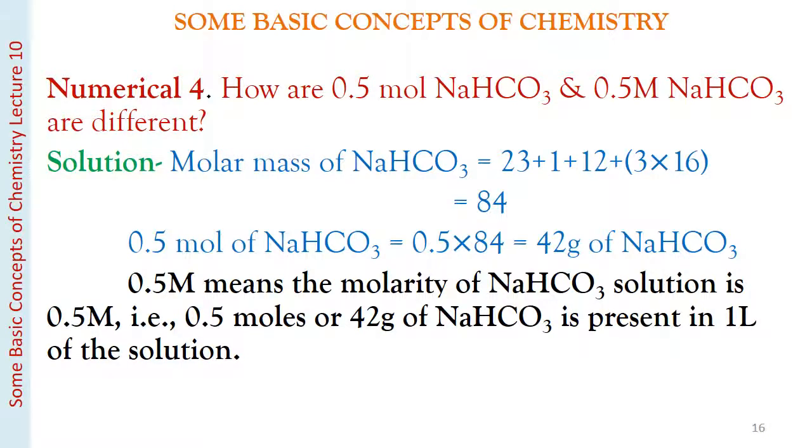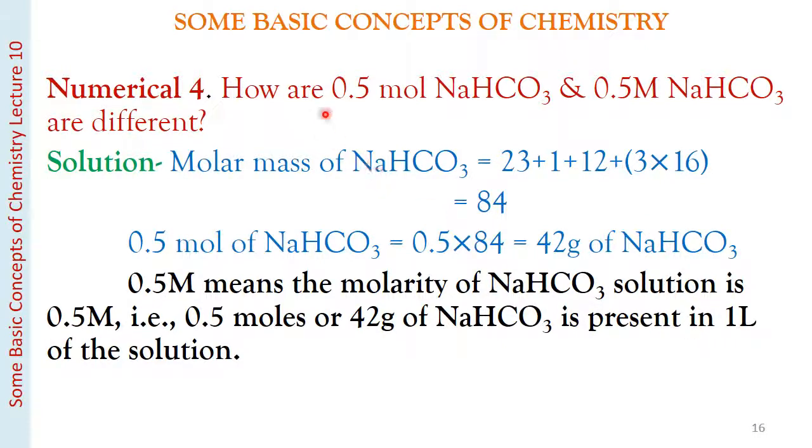Now the question says, how are 0.5 mole sodium bicarbonate and 0.5 molar sodium bicarbonate different? It was just to give you again a realization of the difference between the various terms. So the molar mass of sodium bicarbonate, if you calculate, is going to be 84. So this means that 84 gram of sodium bicarbonate is equal to 1 mole, and then 0.5 mole of sodium bicarbonate would be equal to 0.5 into 84. So this comes up to 42 grams of sodium bicarbonate.